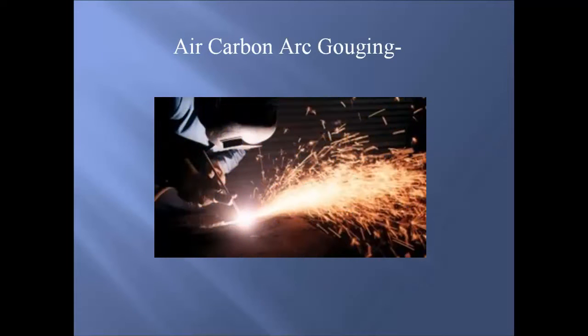We now will look at this process used for preparation and removing base metal in industries from metal fabrication to mining since 1948. The basic principle with air carbon arc gouging is to remove the molten metal with a jet of compressed air.